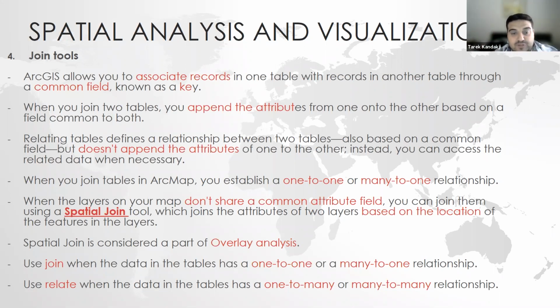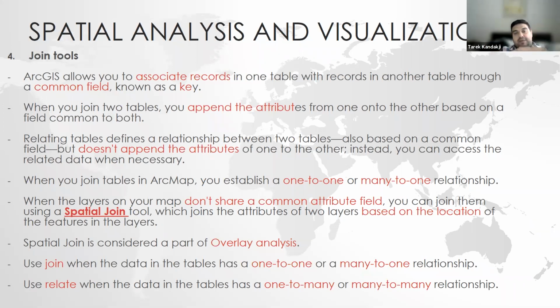Now, when the layers do not share a common attribute, then you can join them spatially. You can join them by location. Let's say you have houses and cities, and you don't have a shared city ID field, but you know the location. Then you do a spatial join.